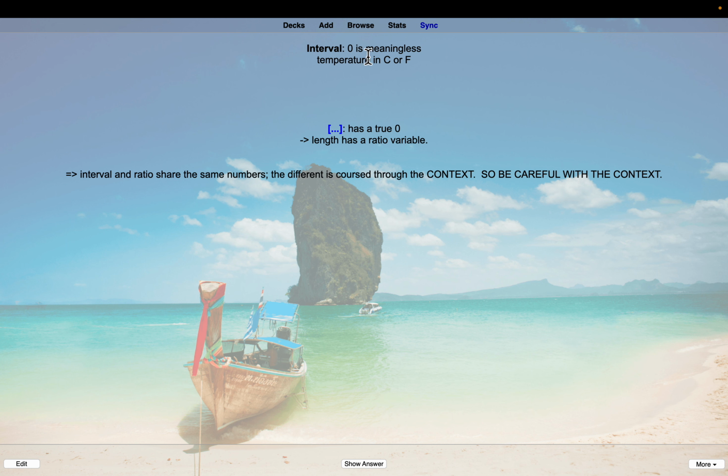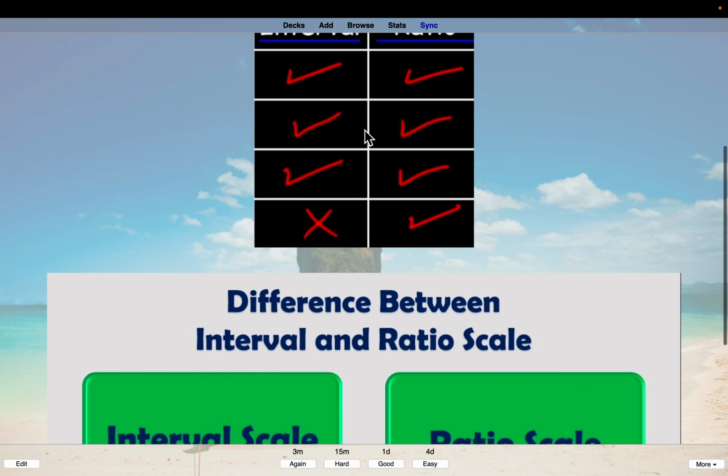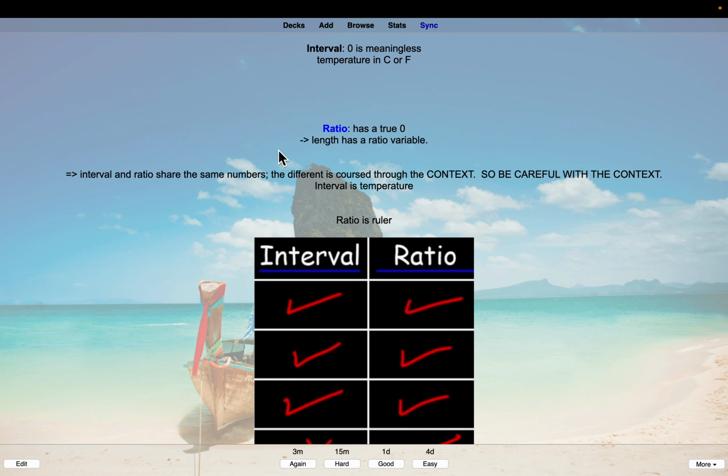Interval, zero is meaningless, and temperature can be in degrees Celsius or degrees Fahrenheit. Ratio has a true zero. Length is a ratio variable. I think these two, interval and ratio, are two of the four levels of measurement. In this flashcard, I just wanted to clarify the difference between the two because usually the definitions are interchanged. Interval and ratio share the same numbers. The difference is coursed through the context, so be careful with the context. Interval is more on temperature, ratio is more on ruler.